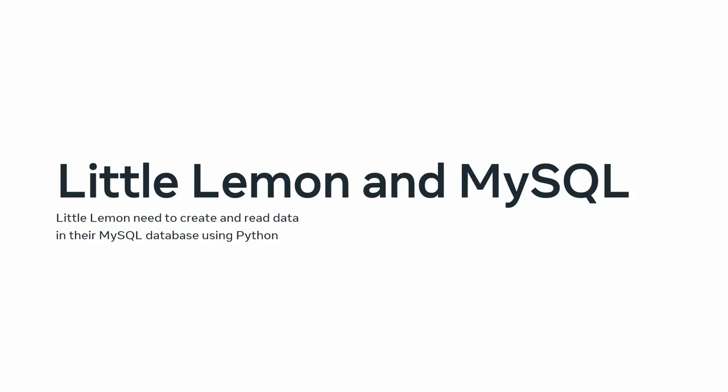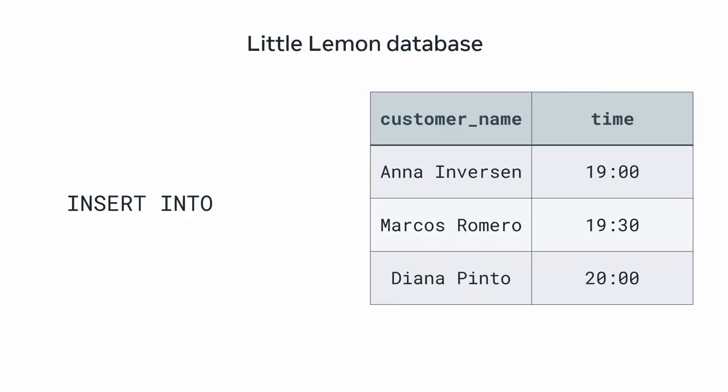But first, you need to understand how to create and read data in a MySQL database using Python. Let's get started with creating data. So far, you've learned how to create data in a database using an insert statement, like an insert into command. For example, Little Lemon must use an insert into statement to add the names of customers and the time slots they've booked to the customer name and time columns in a table called bookings in their database.